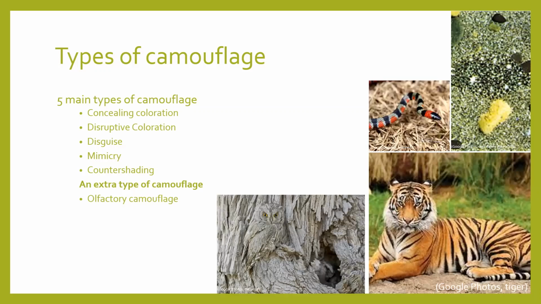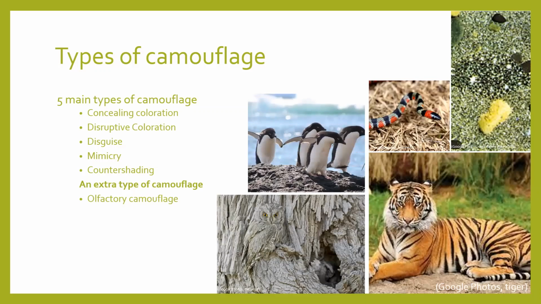Mimicry, where an animal will look very similar to another animal. Counter shading, where an animal will be lighter on its belly side to appear flatter. And finally, olfactory camouflage, where an animal will change its scent, the scent of itself, to throw off their prey.